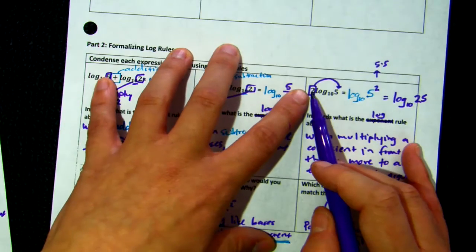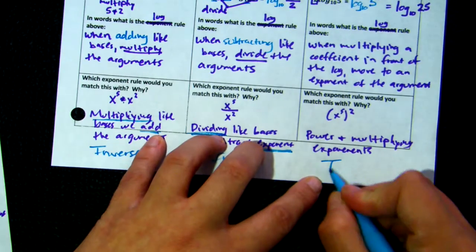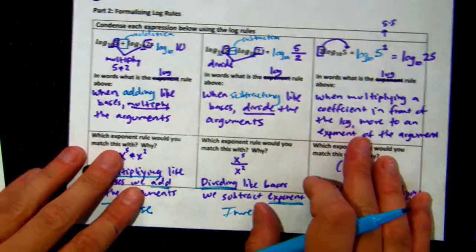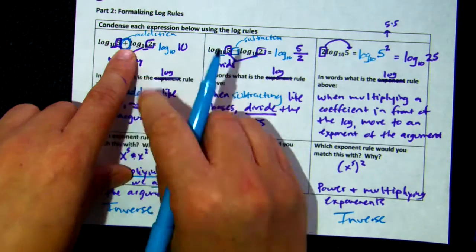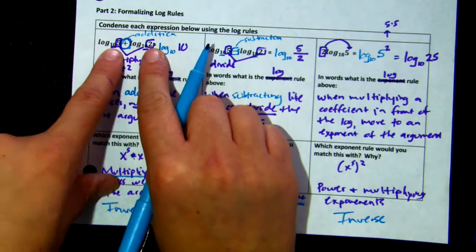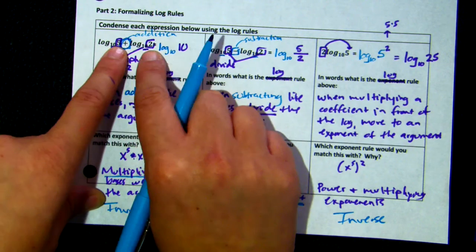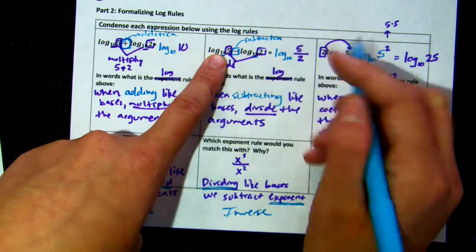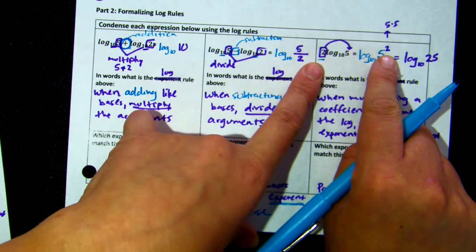Here we're taking multiplication and turning it into a power. Again, these are inverse operations. Okay. Now the math on these is pretty straightforward. The tricky part is whatever symbol's in the middle signals that something else happens to the arguments. So when I see addition, I multiply arguments. When I see subtraction, I divide arguments. And when I see a number in front being multiplied, I turn it into an exponent.